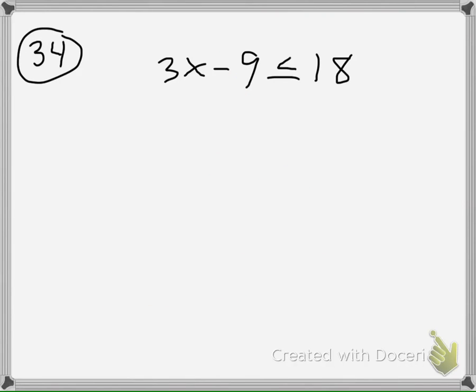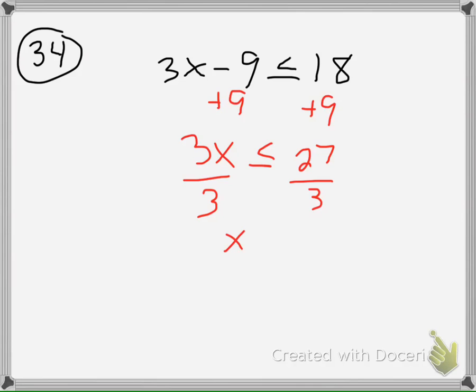Okay, 34. Again, I'm going to solve for x. I'm going to add 9, which gets me 27. So I'm left with 3x is less than or equal to 27. Then I'm going to divide by 3. And I get x is less than or equal to 9.